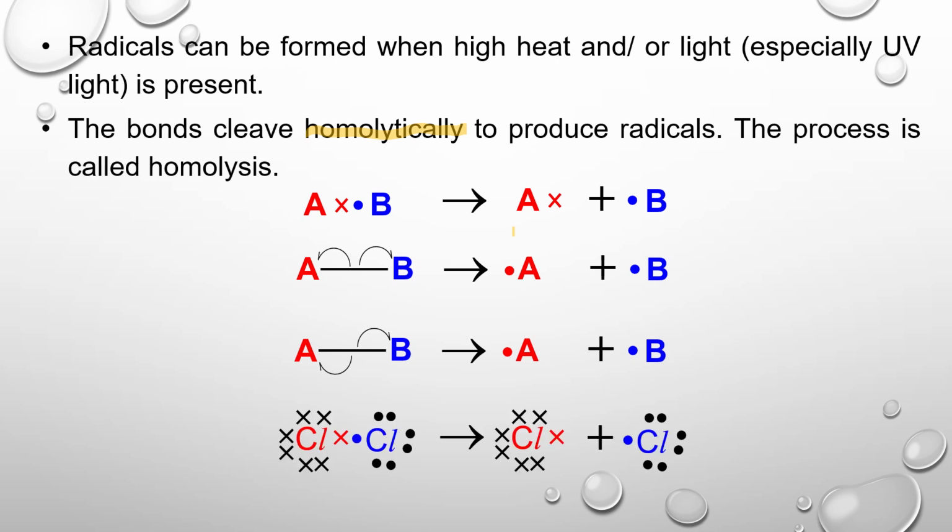If you zoom in, you notice the arrow that I draw is actually a fish hook arrow or a half arrow. That means it is not full, it is only half. So this is what we mean by the bonds cleaving homolytically to produce the radical. When the bond cleaves, you can say it very simply: the A takes back its electron, the B takes back its electron. That's the meaning of it.